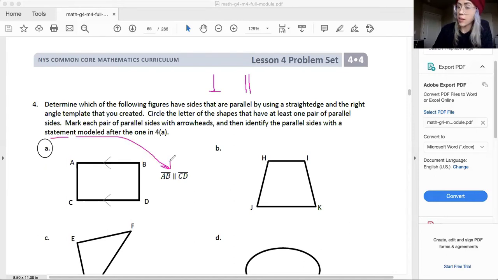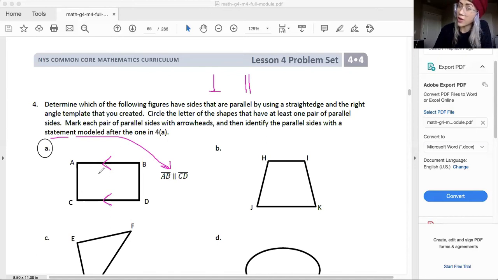Okay, that's a statement, meaning it's not necessarily a complete sentence, but it's a statement showing what pairs you found. Then it also mentioned that we need to create arrowheads, these little arrowheads right here. Those are going to show that those two lines are parallel because the arrowheads are going the same direction. So here we have line segment AB is parallel to line segment CD, and they have that written for us.